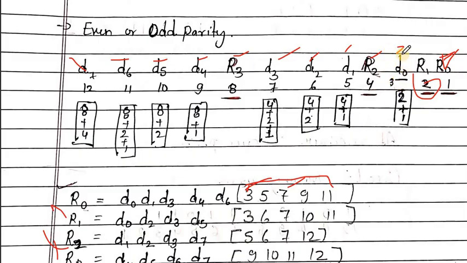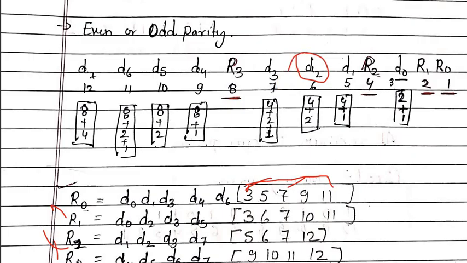Here D0 is a data message bit, where place 3 is created by using R2 and R1. R2 is a parity bit. D1 is a data bit. For picking the 5th place, we have to use R2 parity and R0. So R0 is the first place parity bit, to the data bit 6.